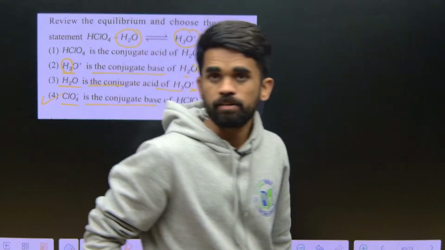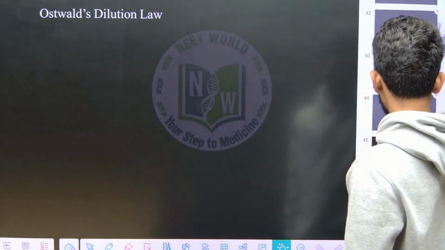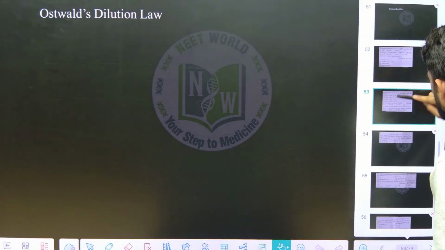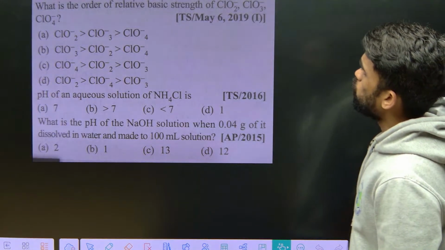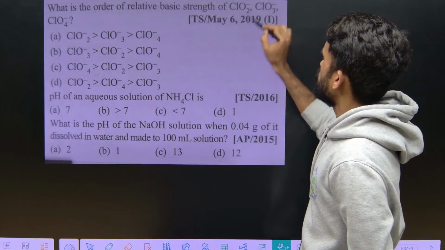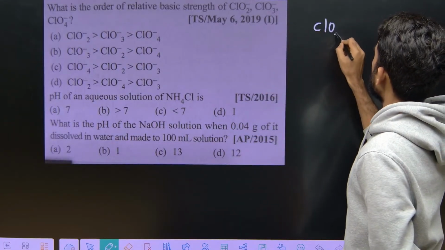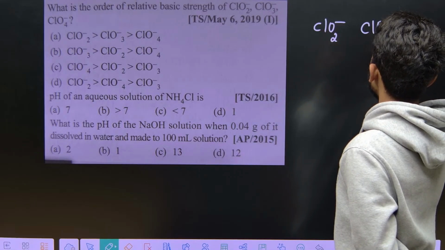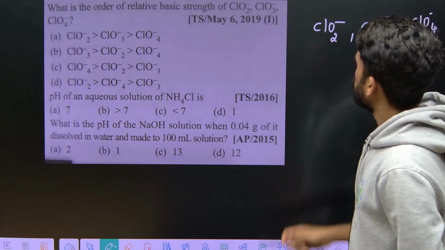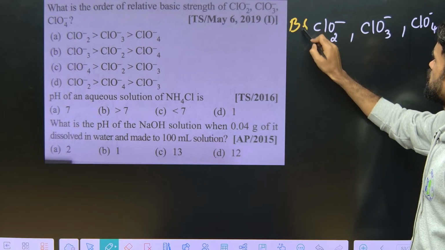Yes, next, will you answer me the next question here? Let me show you a few questions so that you will get more clarity on this. See, look at this question, what are they saying? What is the order of relative basic strength of the given 4 conjugate bases? ClO2−, ClO3− and ClO4−. So now these are the anionic parts. They are asking for basic strength.